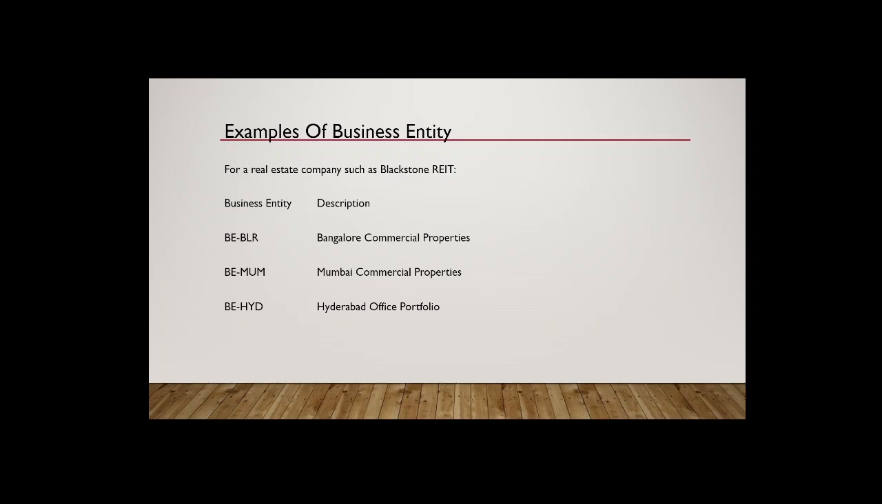So I'm just giving you one example for a business entity. For example, we know Blackstone. So Blackstone REIT, which is a real estate company. So how can the business entity be defined in SAP? It can have, say, in Bangalore one commercial property, Mumbai another commercial property, Hyderabad another commercial property. So you can define in SAP 3 different unique business entities for each of these commercial properties.